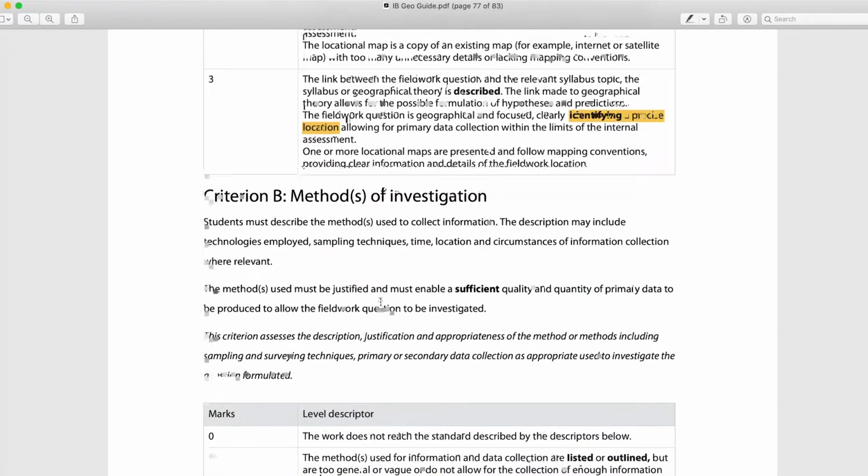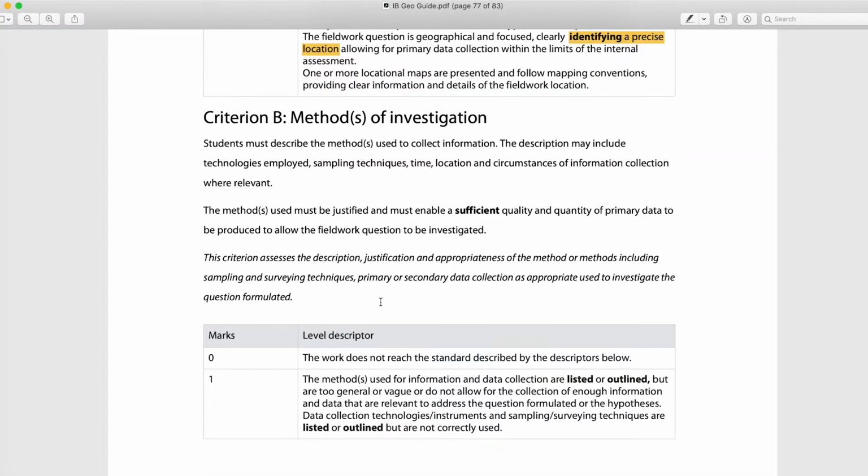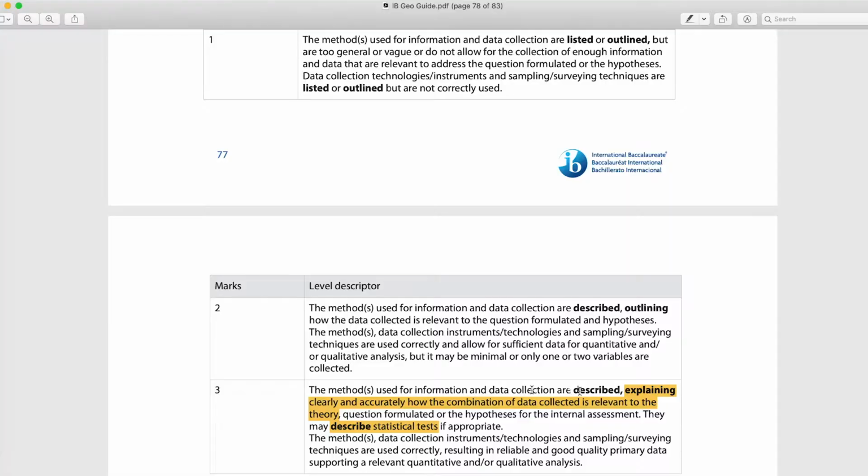All right, so next we're going to be going on to criterion B, methods of investigation, which is basically how are you getting the data? There's nothing more to it. How are you getting it? And there's really nothing else. But you have to say, describe, explain clearly and accurately how the combination of the data collected is relevant to the theory, and describe statistical tests if appropriate.